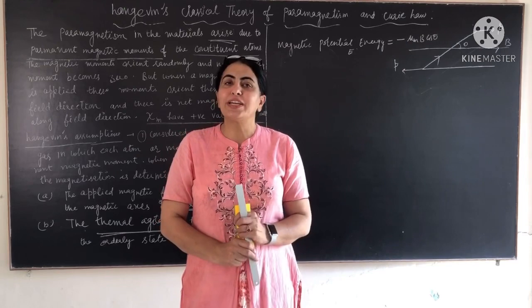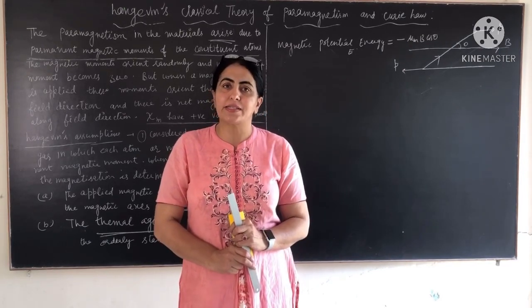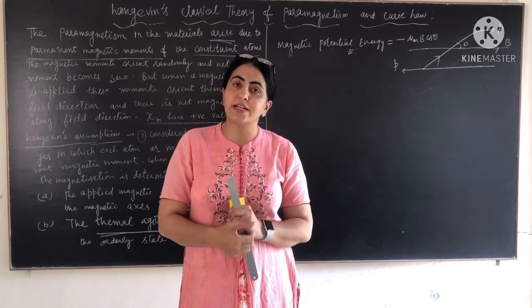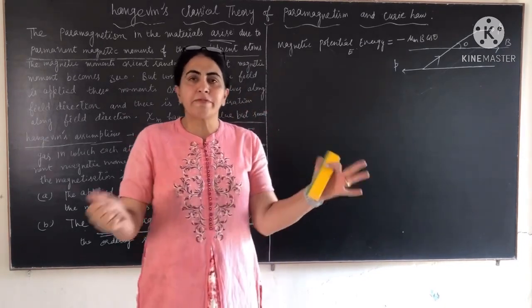Today we are going to discuss the topic Langevin classical theory of paramagnetism. In the last lecture we studied Langevin theory of diamagnetism. Clear? So what is the difference between them?